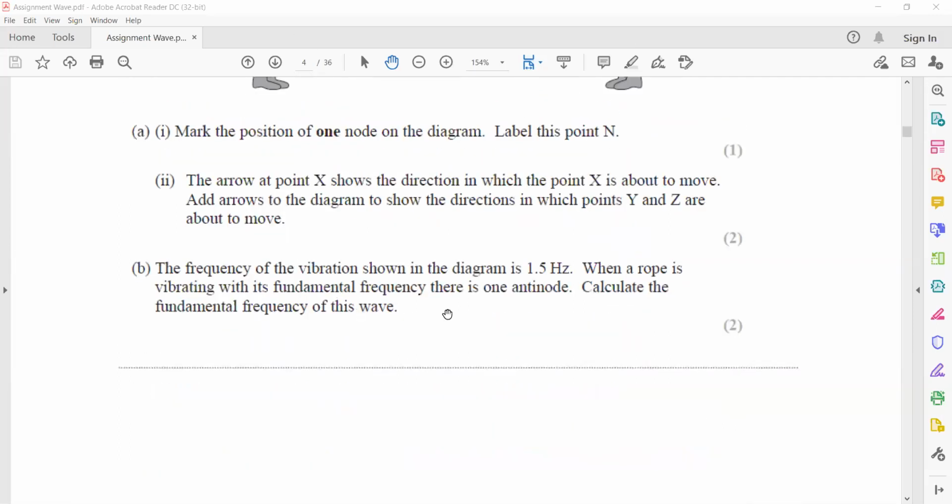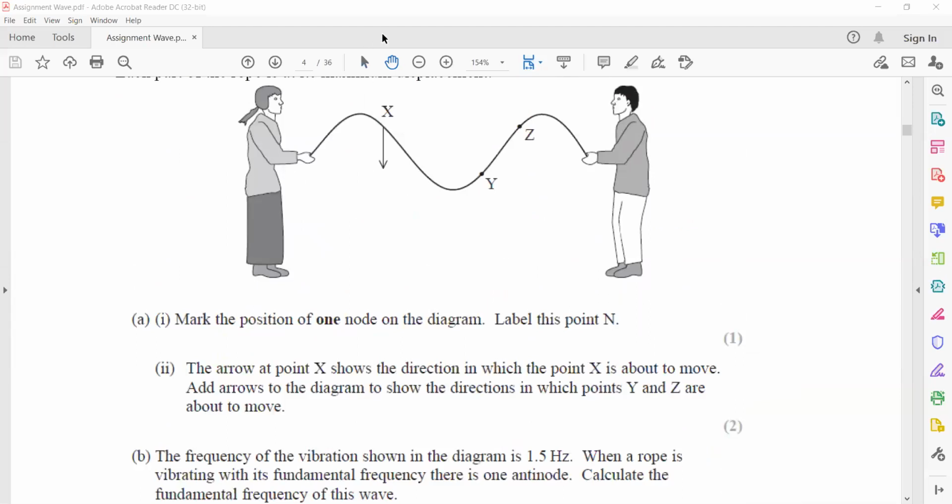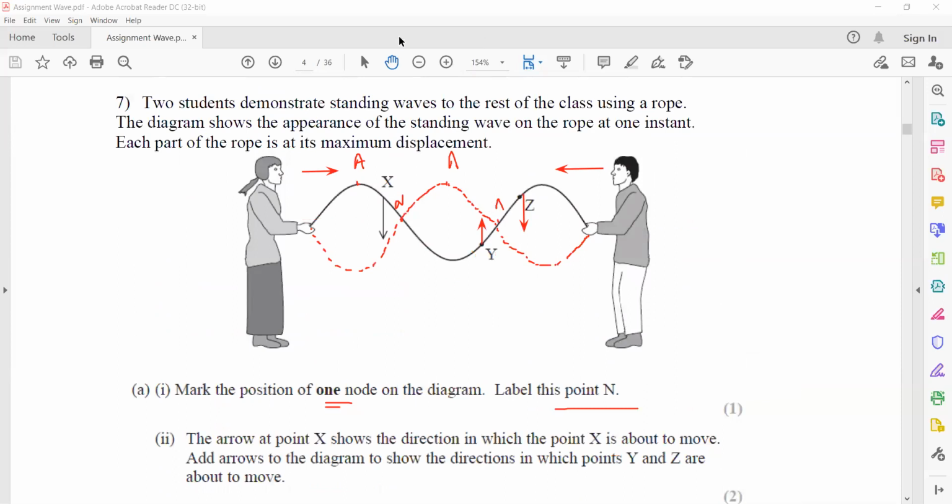The frequency of the vibration shown in the diagram is 1.5 Hz. When a rope is vibrating with the fundamental frequency, there is one antinode. Calculate the fundamental frequency. Basically, this vibration is for how many loops? 1, 2 and 3. And we have the formula Fn = nF1. F1 means the fundamental frequency. When the same rope is vibrating in one loop, we call that the fundamental frequency.